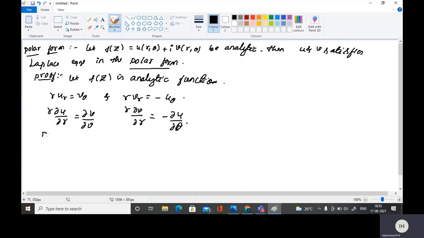Now differentiate this partially with respect to r. Here we have to differentiate this partially with respect to theta.